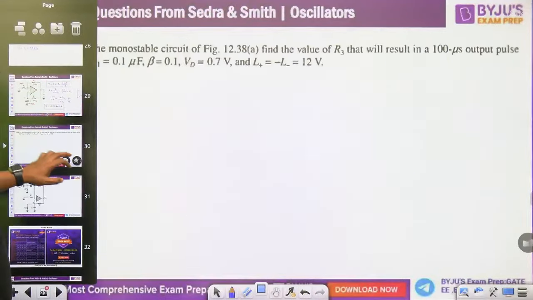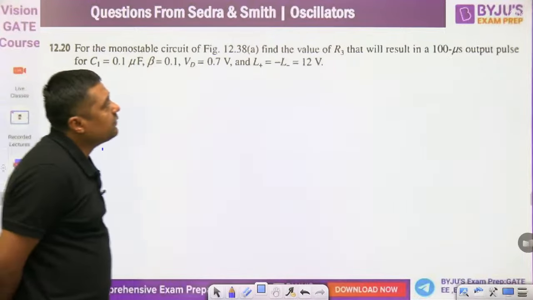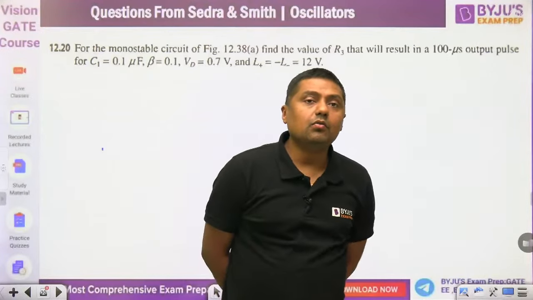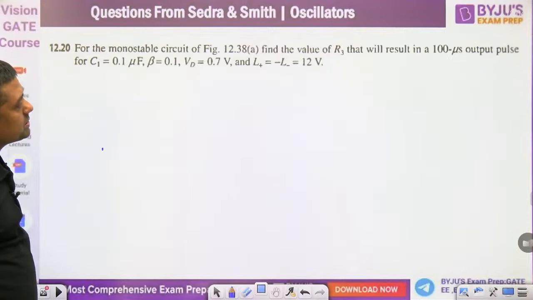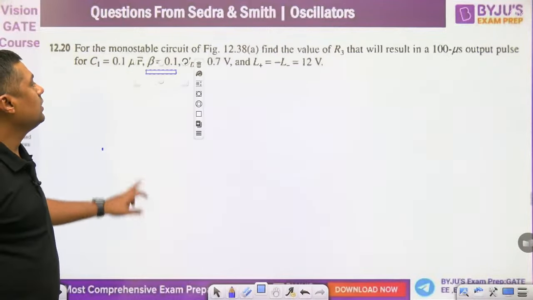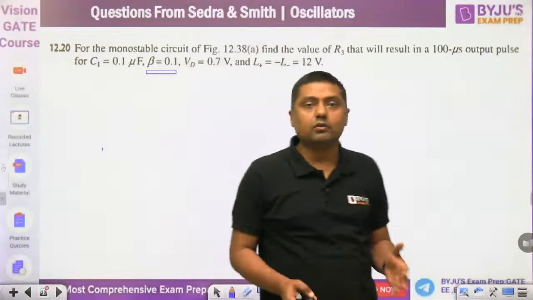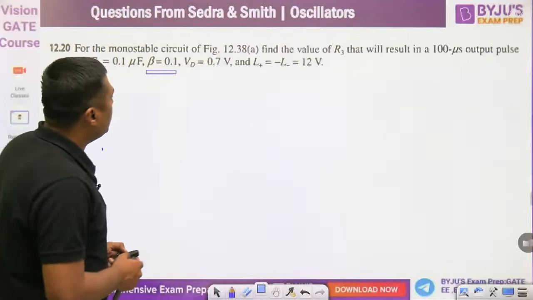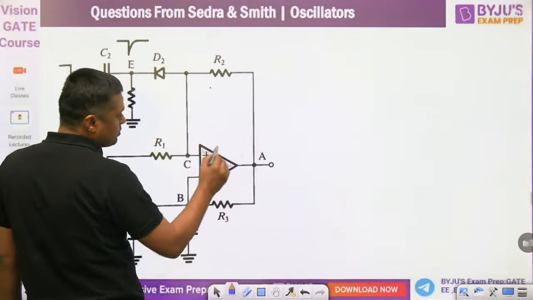Now, this is a question on the monostable circuit. Find the value of R3 that will result in a 100 microsecond output pulse, for C1 equal to 0.1 microfarad. VD is equal to 0.7 volt. Upper level and lower level are plus minus 12 volt, limited levels. So what is the circuit here? Watch this. Output has the upper level plus 12 and minus 12.